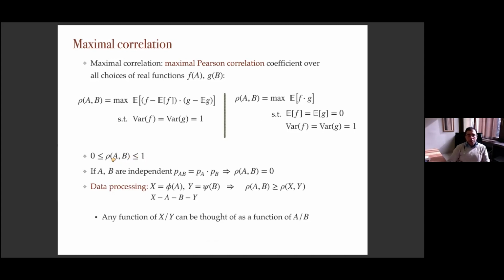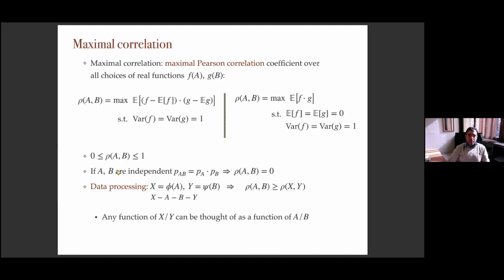Again, by this Cauchy-Schwarz inequality, this maximum correlation is at most 1. And it's a positive number because you can, for example, replace f with minus f. So the minus side of this interval -1 to 1, you can ignore that. The maximum correlation is some number between 0 and 1.